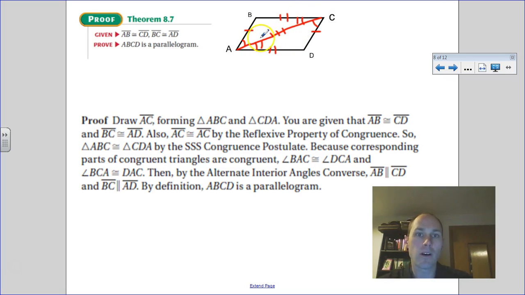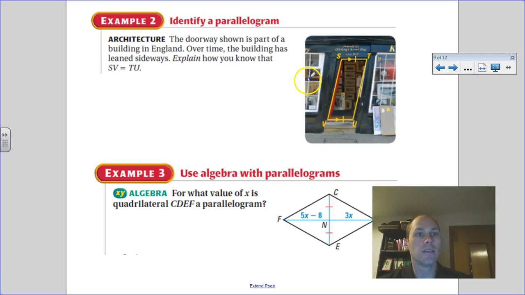So since we have alternate interior angles congruent, the alternate interior angles converse would say that BC would be parallel to AD, and AB would be parallel to DC. So since opposite sides are congruent and parallel, we would say that ABCD is a parallelogram, because that's what makes a parallelogram a parallelogram. So this example here, it says the doorway shown as part of the building in England.